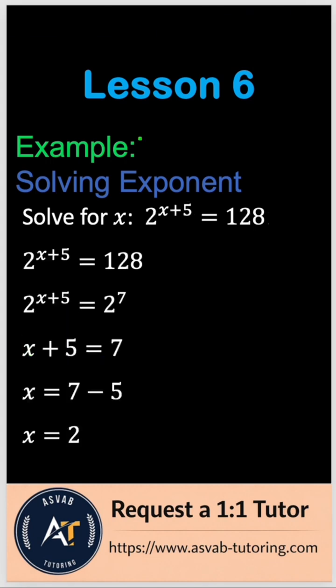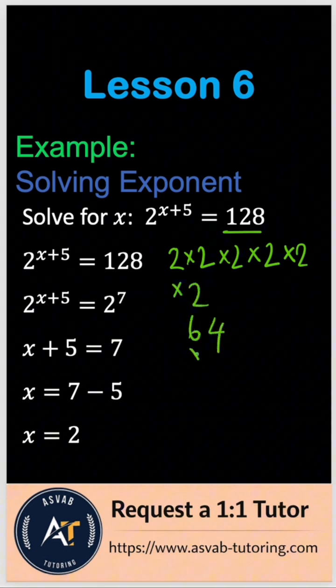Similarly, we have: solve for x, 2 to the power of x plus 5 equals 128. Again, we need to turn 128 into something which is 2 to the power of something. So 2 times 2 is 4. 4 times 2 is 8. 8 times 2 is 16. 16 times 2 is 32. 32 times 2 is 64.